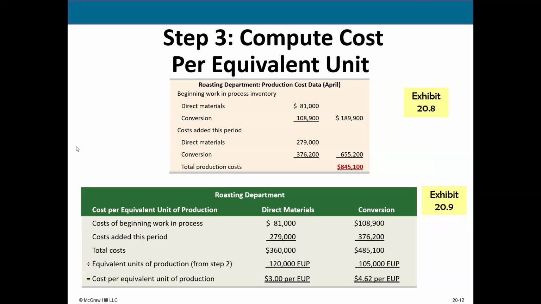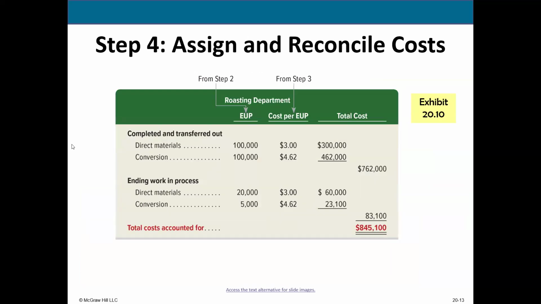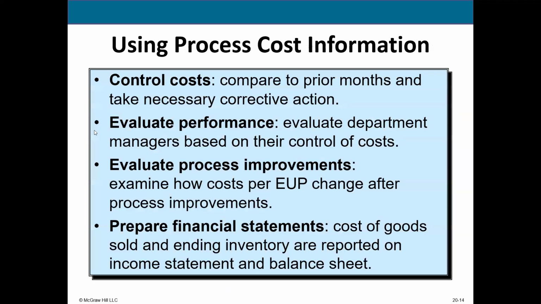The fourth step in the process is to assign and reconcile the costs. Assigning the costs, very straightforward. We take the equivalent units of production and multiply that by the cost per equivalent unit, giving us the total cost. Then we just add all those up to get our total costs accounted for. Very straightforward process. I will say that it's important as you work through that to go in order of the four steps. As you know, they're all formula based, so it's just a matter of following that process, following those steps. Equivalent units of production is a very complex subject.